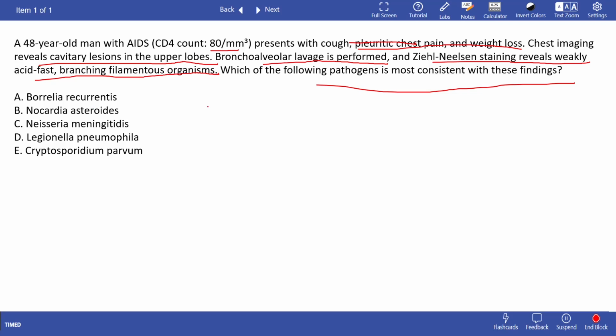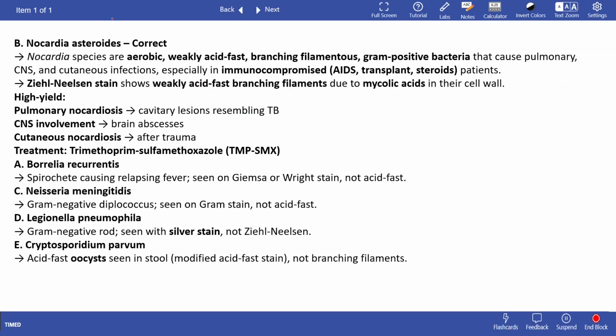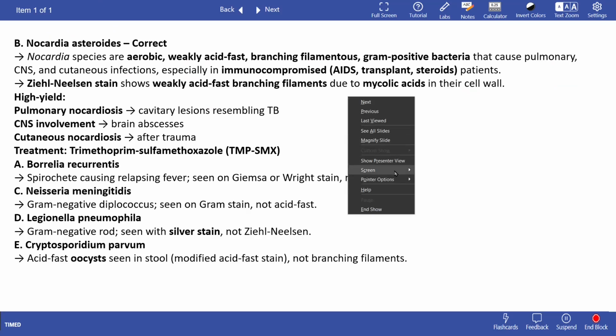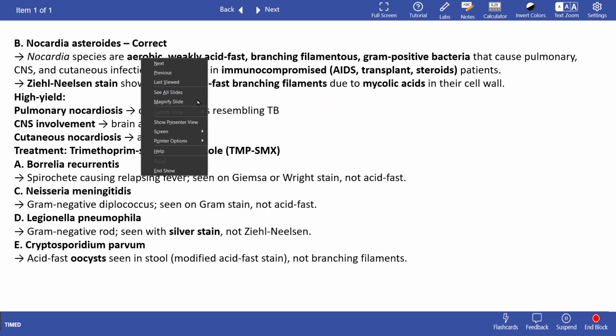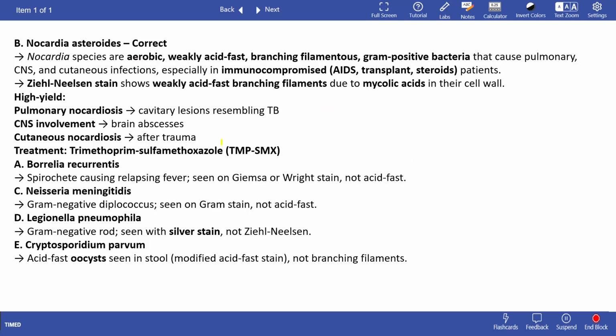Remember the description of the question, and it is Nocardia. So why Nocardia? Because Nocardia is weakly acid-fast, and it is aerobic, so weakly acid-fast and branching filamentous gram-positive bacteria. So it causes pulmonary, CNS, and cutaneous infections, especially in immunocompromised patients.